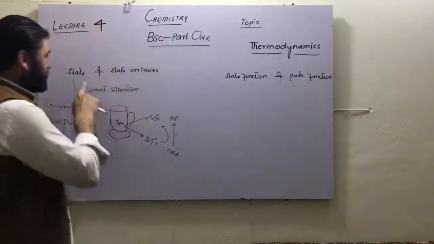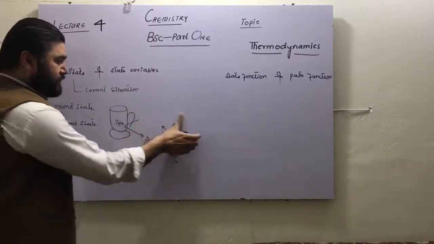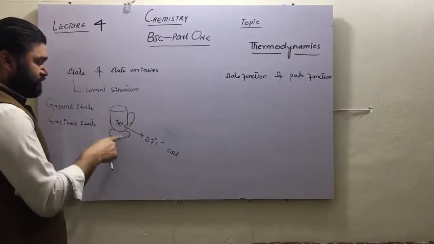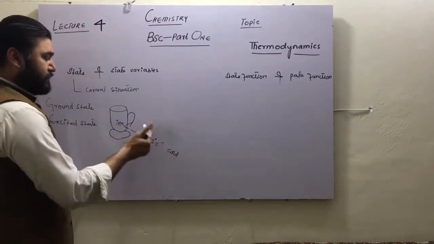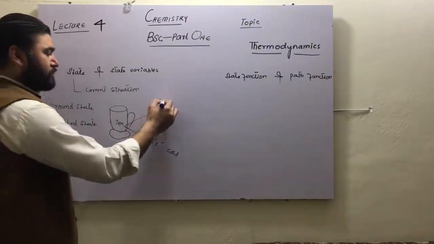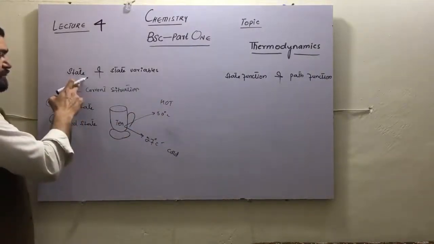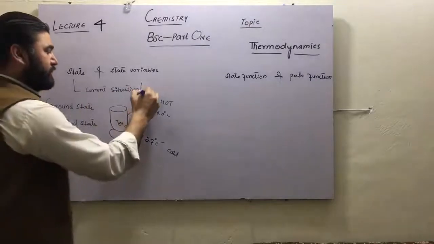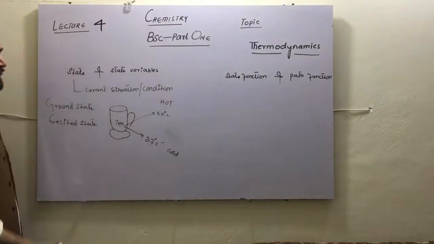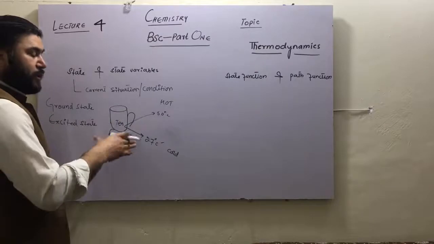and path function. So state is nothing, state is just the current situation. What is the current situation? Suppose I remove the cup like this, if somebody asks you what is the current state of this, we can say it is in cold state. But if we increase the temperature, we can say that it is in hot state. So coldness and hotness depend upon the state. So state is just the current situation, current condition. We can write condition instead of situation. So state is basically the current situation of a system.